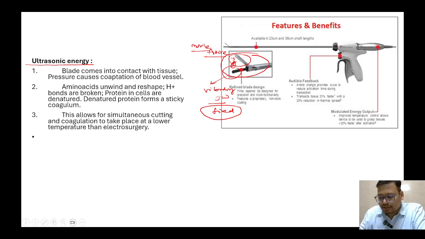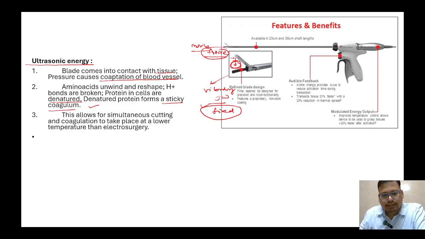Suppose we will ligate or coagulate the round ligament. We keep the round ligament in between and press it. So the active jaw will bring it closer towards the vibrating jaw. The blade comes in contact with the tissue. The pressure causes coaptation of the blood vessel. The amino acids unwind and reshape. Hydrogen bonds are broken, causing denaturation of proteins. Same concept. The denatured proteins form a sticky coagulum that leads to coagulation of the vessels.